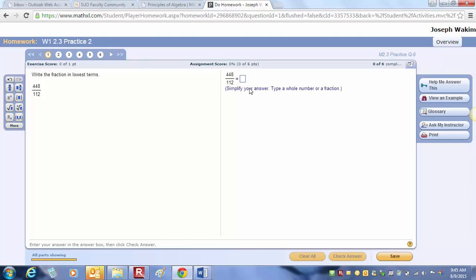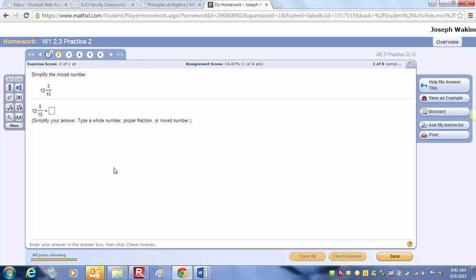So all I have to do is put a 4 here for my final answer, and then type a whole number or fraction. So that's a whole number. So I'm good. Let me check, and that's good. So basically that's how you do the work. You move on to number 2, let's say.